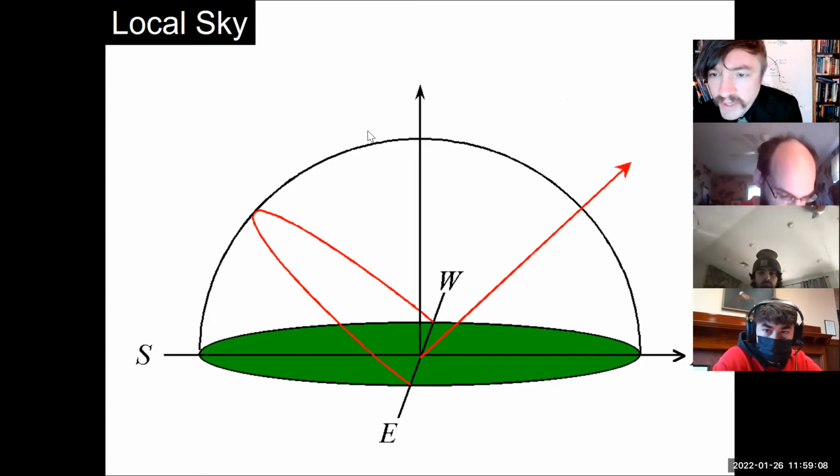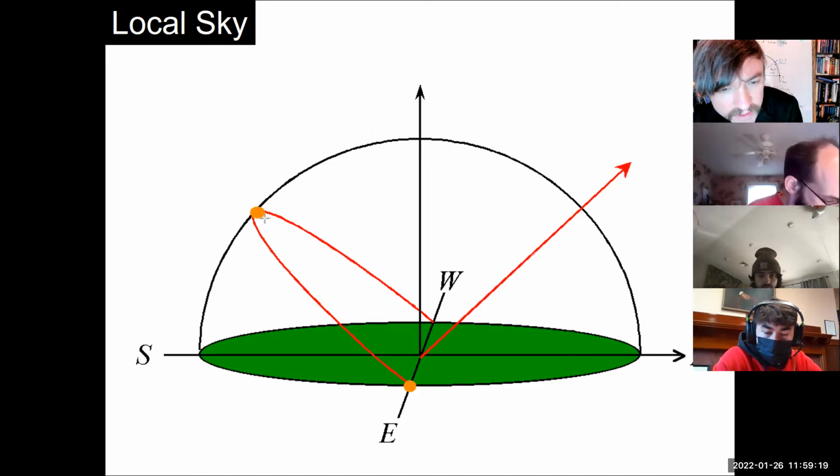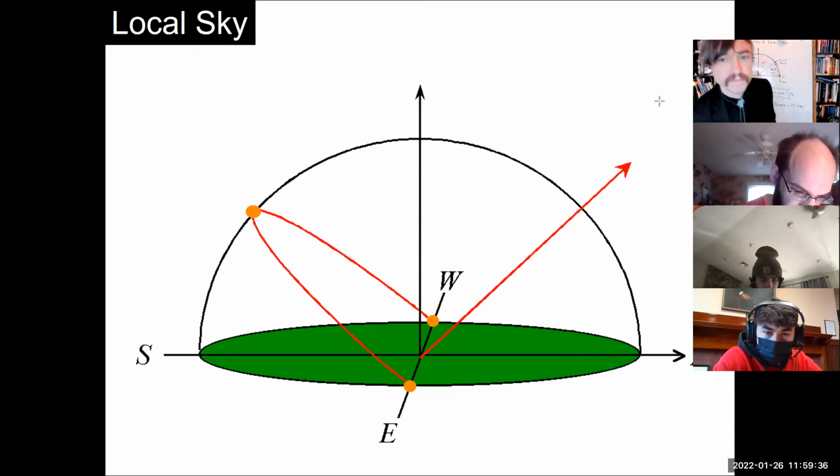Instead, we should choose 3 points to describe its path. The point where it rises, the highest point in the sky it reaches, and the point where it sets. So we are going to use 3 points to describe this arc, the 3 orange dots that you see.